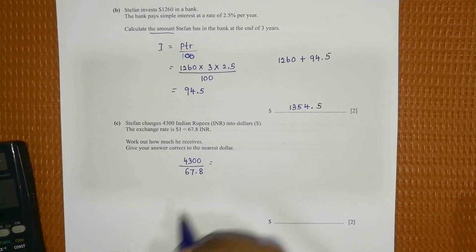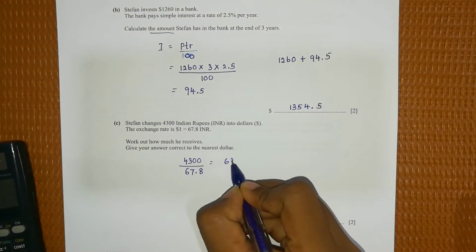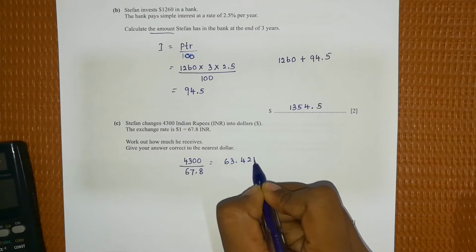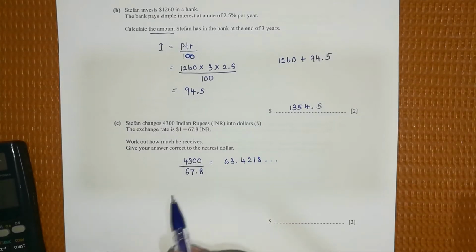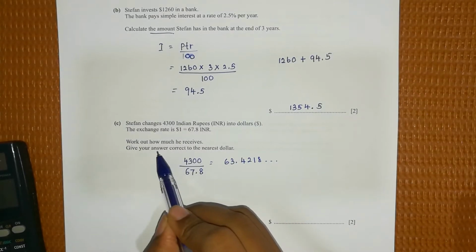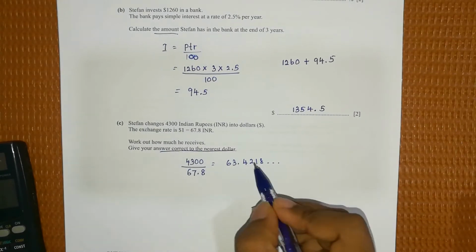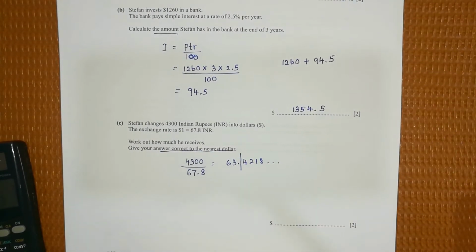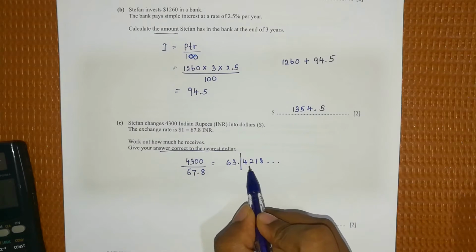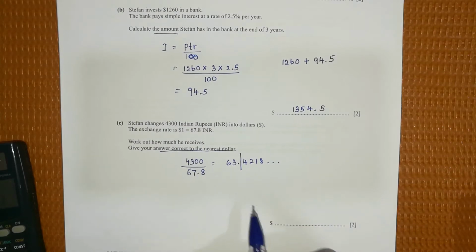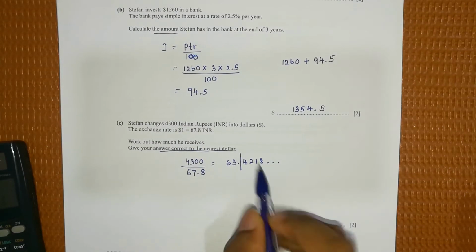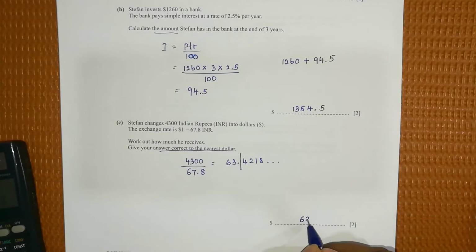So the answer is 63.4218, and so on. Then they ask the answer correct to nearest dollar. So here we have to consider there's 4. So if the number is less than 5, we don't have to add any. So the answer is 63.